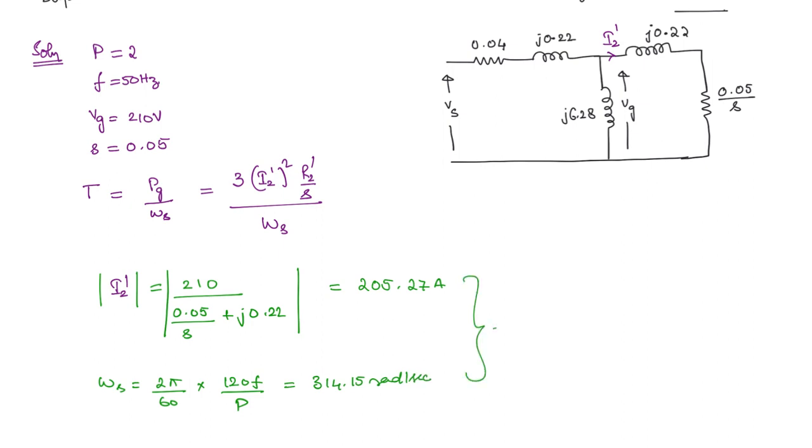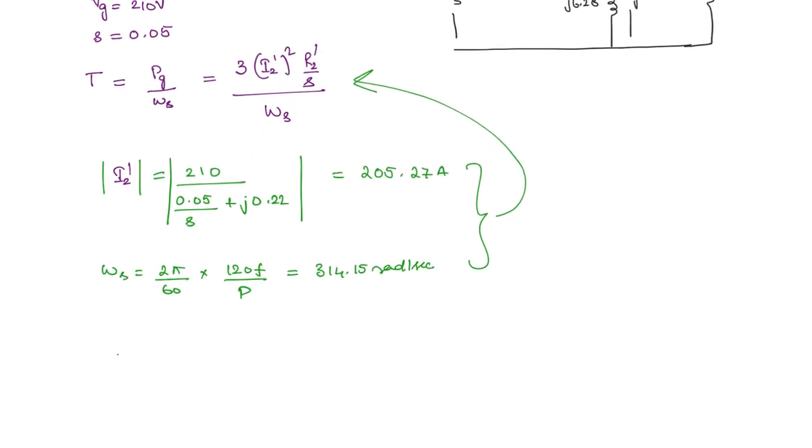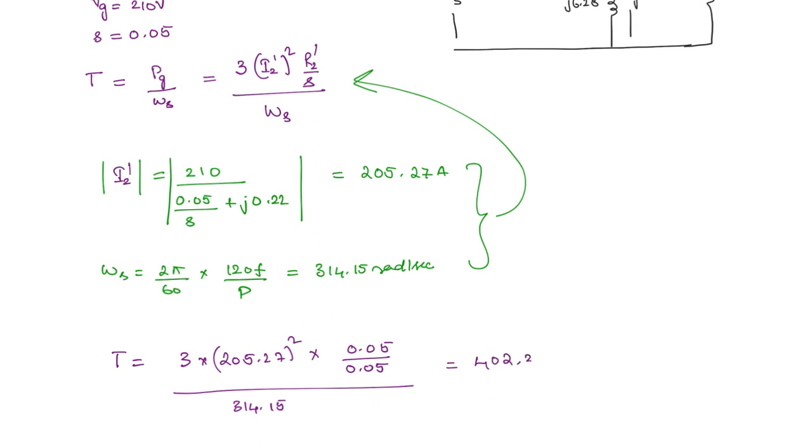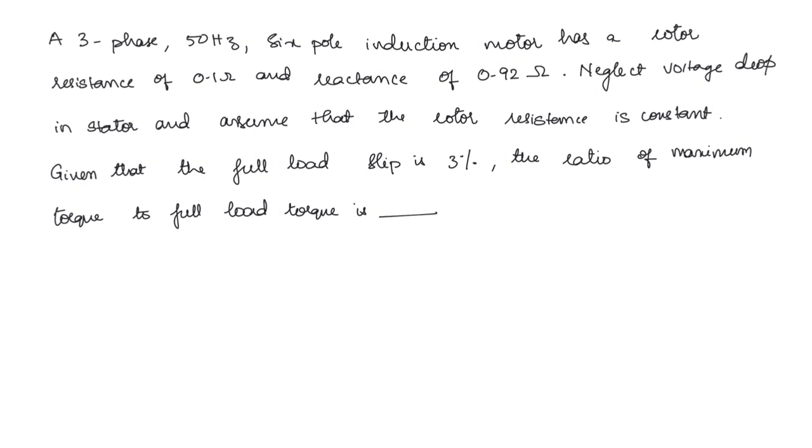So these two values if you substitute here, then you are going to get the torque value. 3 into 205.27 whole square into 0.05, R2 dash value is given as 0.05, S is also given as 0.05, divided by 314.15. Okay. So you are going to get 402.37 Newton meter.